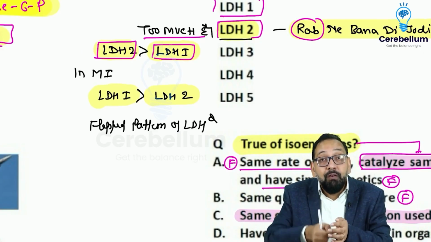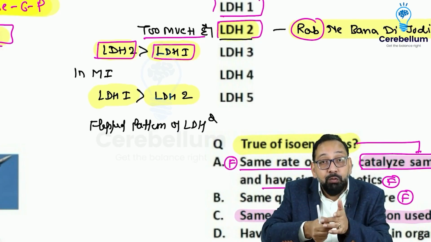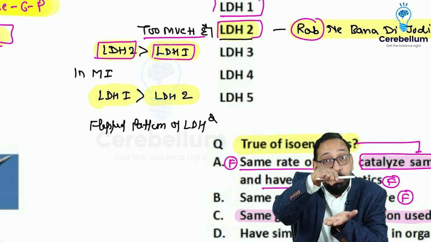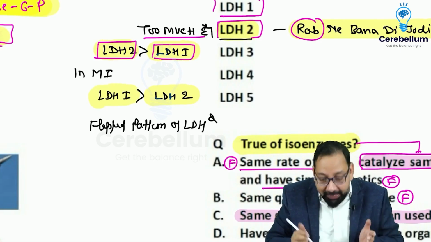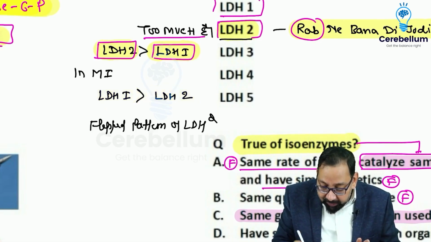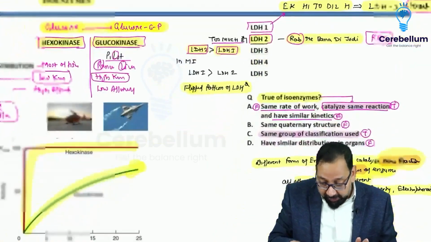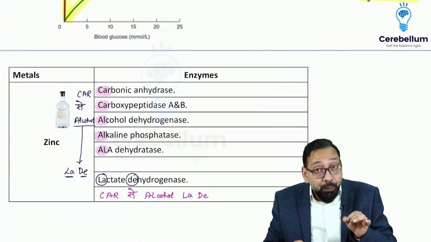This is called the flipped pattern of LDH, just like if you flip a coin and this is changed. Previously, LDH2 was above, now LDH2 is below. That flipped pattern of LDH is seen in myocardial infarction. Recently asked question.